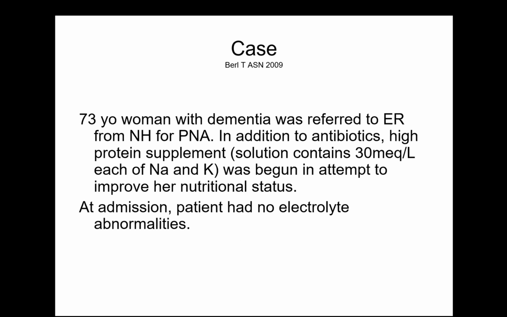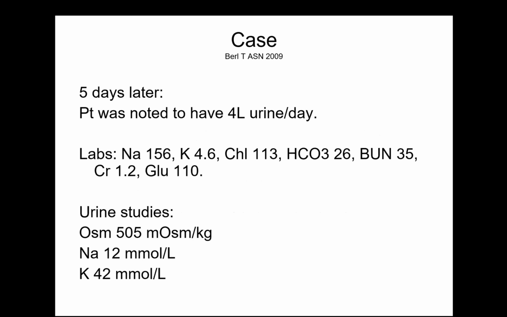So it's a 73-year-old woman with dementia who was referred to the emergency room from the nursing home for pneumonia. In addition to antibiotics, she was also getting a high protein supplement. This solution contains about 30 milliequivalents each of sodium and potassium, and that was started because we were trying to improve her nutritional status. At admission, the patient had no electrolyte abnormalities. 5 days later, she was noted to have 4 liters of urine per day.